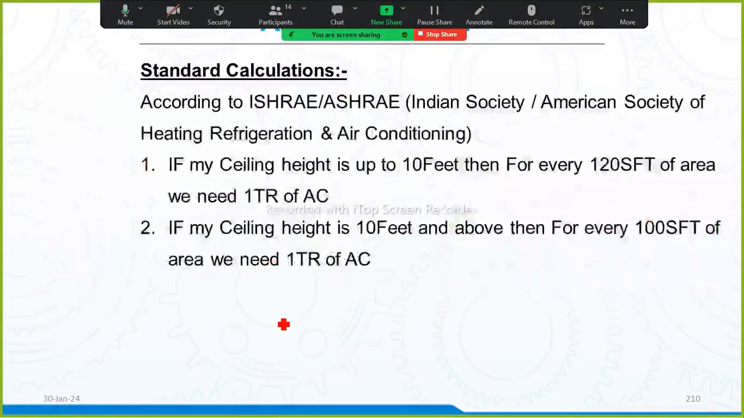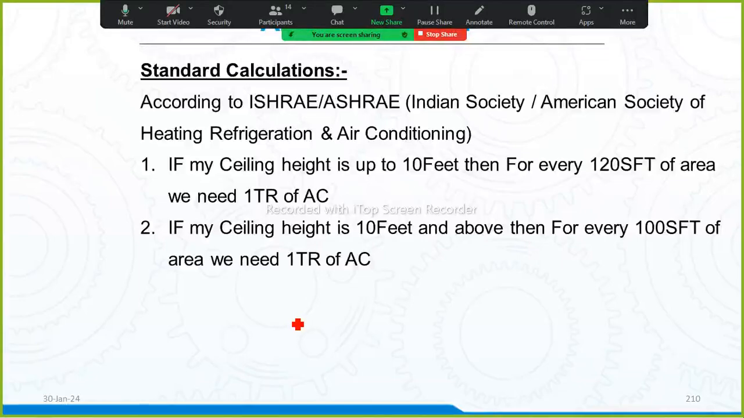So when you see the standards, like for electrical we have NEC, NBC. In the same way, for HVAC, we have standards called ISHRAE and ASHRAE. What is ISHRAE? Indian Society of Heating, Refrigeration and Air Conditioning Engineers. What is ASHRAE? American Society of Heating, Refrigeration and Air Conditioning Engineers. Now, what do the standards say according to ISHRAE and ASHRAE?